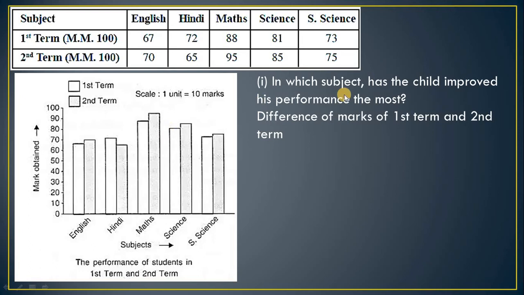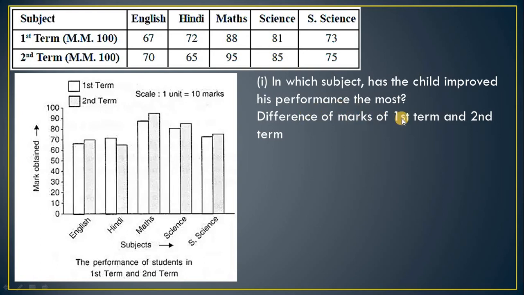So the first question is, in which subject has the child improved his performance the most? Before seeing this question, I will explain this also. Here we have two bars, but they belong to the same subject. These two bars represent English, these represent Hindi. So it is not difficult to draw, and you have to represent the sign also. For the first and second you can give the shaded area, and on that basis you can easily solve the question.